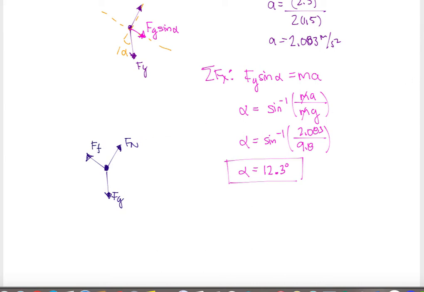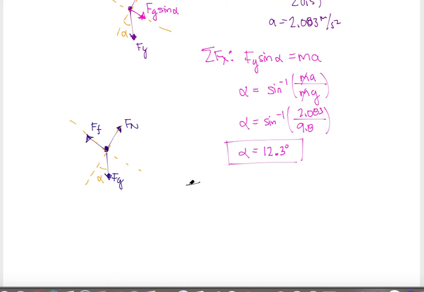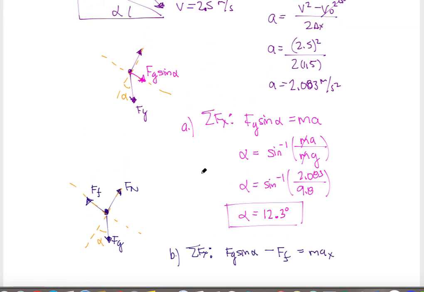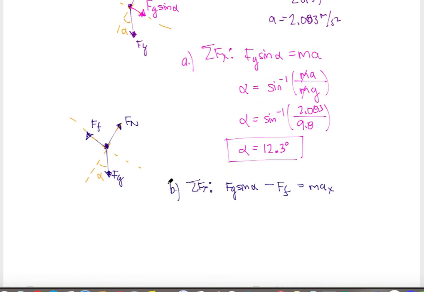So what's actually going to change here is only the fact that I now have a different expression for the sum of forces in the x direction. So let's actually say this is A. So the sum of forces in the x direction here is going to be Fg times the sine of alpha minus the force of friction is equal to my new ma in the x direction. So we have a value for the force of friction. It is 10 newtons.